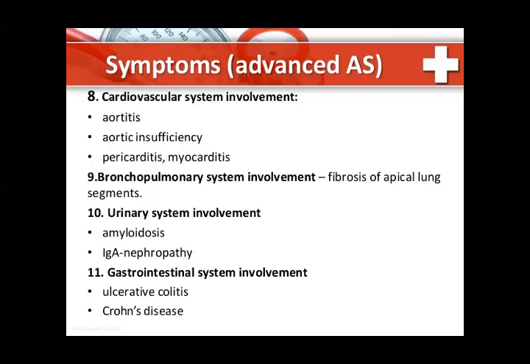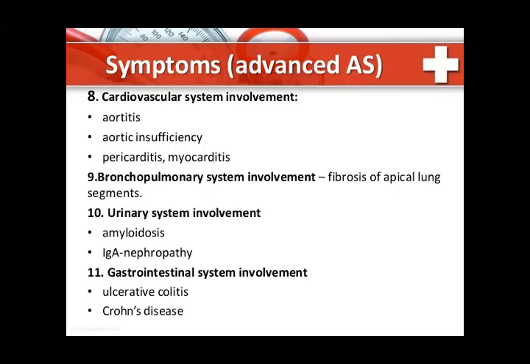So it is an inflammatory systemic disease rather than a syndrome, mainly involving the axial part of the skeletal system, your spine, sacroiliac joints, and extra-articular manifestation involving the eyes, the cardiovascular system, especially the aorta, leading to aortic dilatation, aortitis leading to aortic regurgitation, and may cause pericarditis and myocarditis.